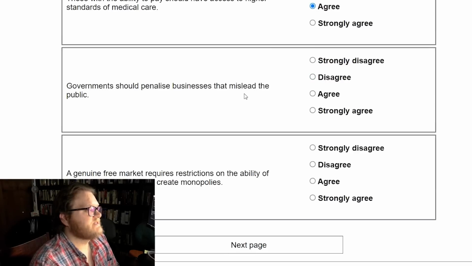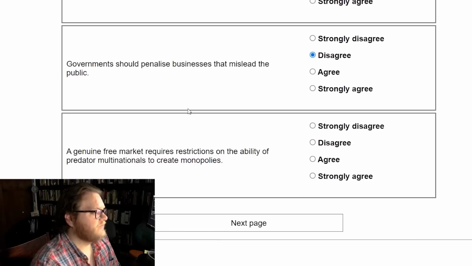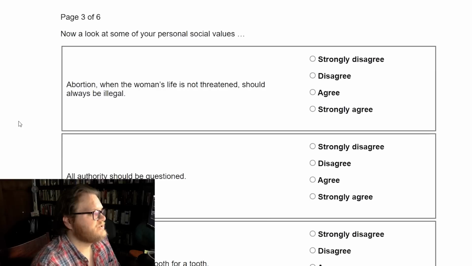Government should penalize businesses that mislead the public. Mildly disagree. Once again, it's all about the context of the situation. A genuine free market requires restrictions on the ability of predator multinationals to create monopolies. Strongly disagree. Strong restrictions do not correspond with a free market. Abortion, when the woman's life is not threatened, should always be illegal. Okay, this one I do strongly agree with.